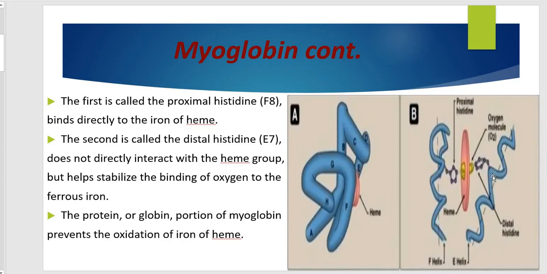Distal histidine is part of the E helix and not directly bound to the iron of the heme group, but it stabilizes binding of oxygen to the heme group. And this is the globin part, the polypeptide chain of myoglobin, which is folded into 8 stretches from A to H. And it protects the ferrous iron of heme from oxidation.